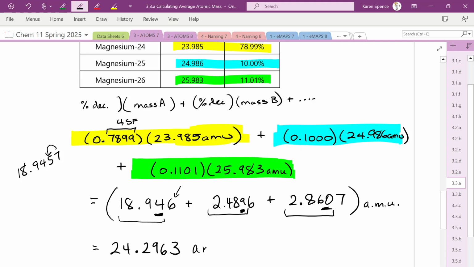Do I just put AMU and say I'm done? I have to round it to how many sig figs? Not to 4 sig figs, but I have uncertainty in the hundredths position, right? And I have uncertainty in the thousandths position. So I'm now going to need to round this to 24.30. Is that what you got? I got 24.34. You got 24.31.